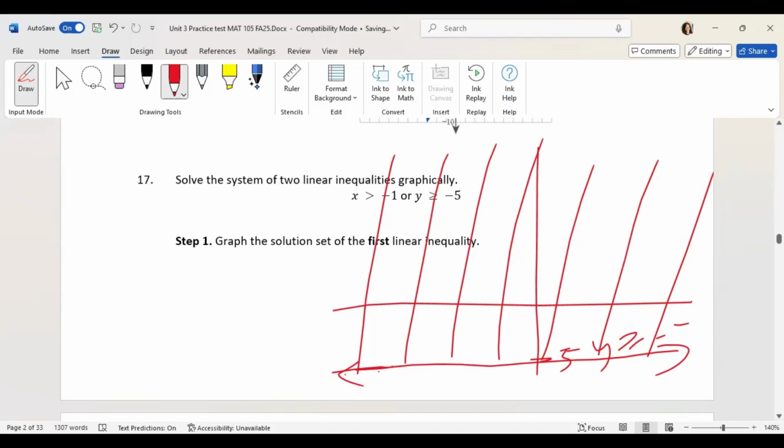Now I am told to graph the line x is greater than negative 1. Remember, when x is equal to negative 1, I have a line to the left. This is x equals negative 1. It is greater than here, so x is greater than negative 1. They're all greater than, but the line will be a broken line. Everybody should be careful: the line x greater than negative 1 will be a broken line.